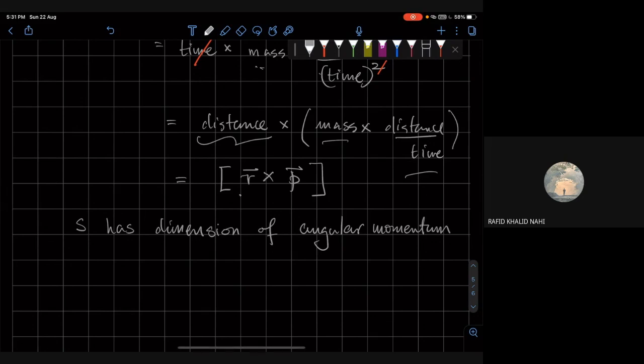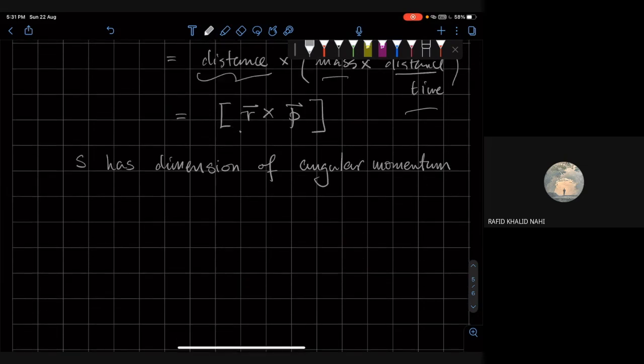What else in quantum mechanics, or which important quantity in quantum mechanics has the dimension of angular momentum? Can someone tell me? What constant? Which constant has the dimension? Yeah, h bar. So h bar also has dimensions of angular momentum. So, let's file this information away. We shall use it later, okay?